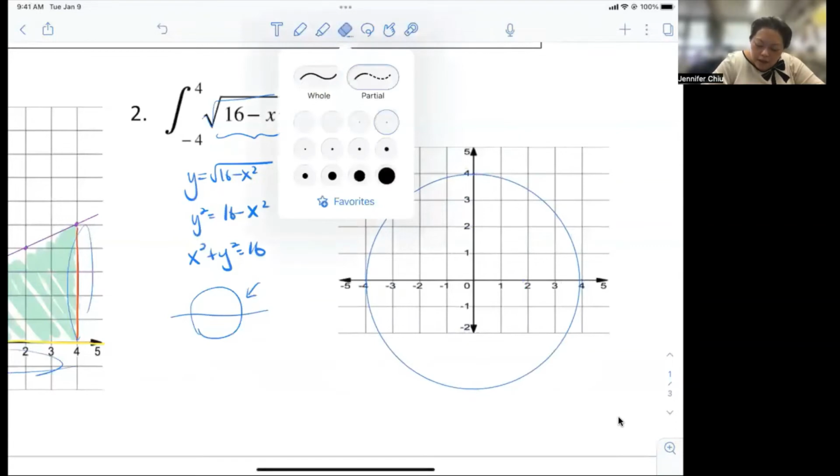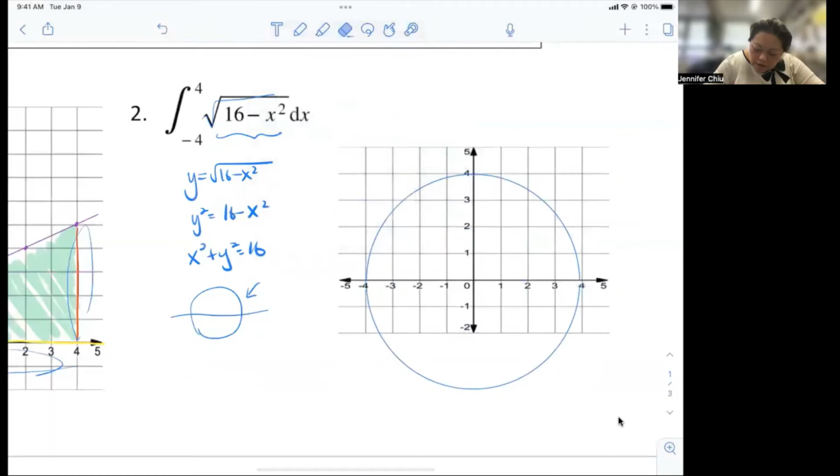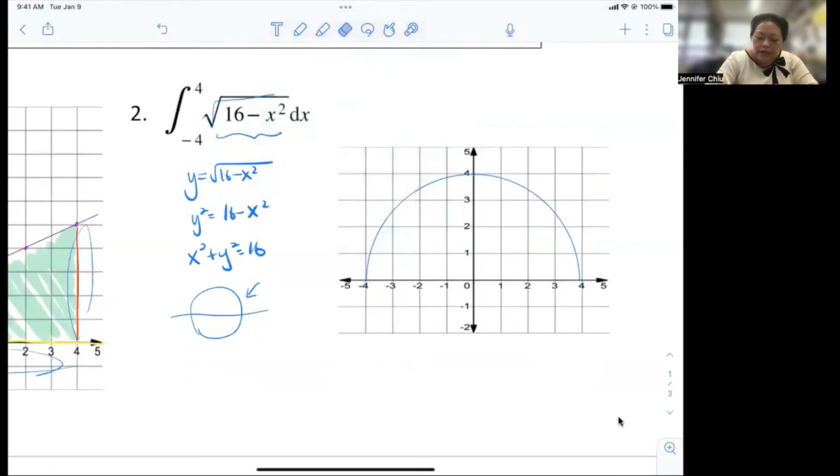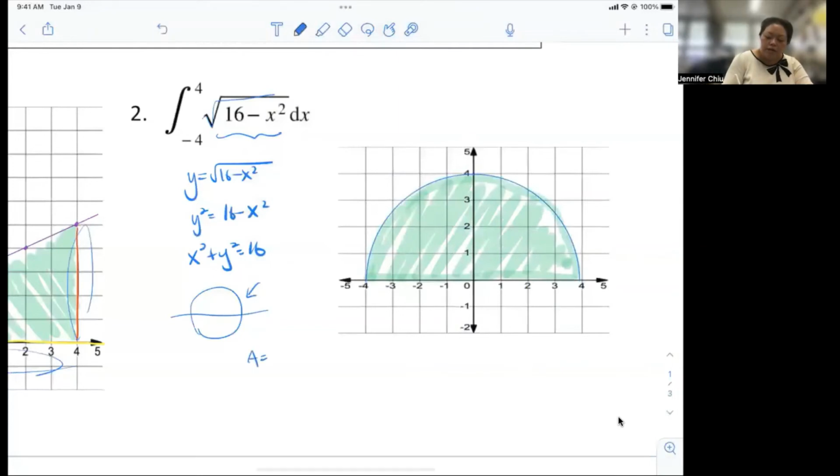Okay. And I'm going to get rid of the bottom half that I don't need. Okay. All right. So this is what it looks like. And since I'm going from -4 to +4, I'm looking at this semicircle here. So please watch out for your interval, because if your interval changes, your area is going to change. So now we use our geometry and say, hey, this is 1/2 pi r squared. So this area is really just 8 pi.